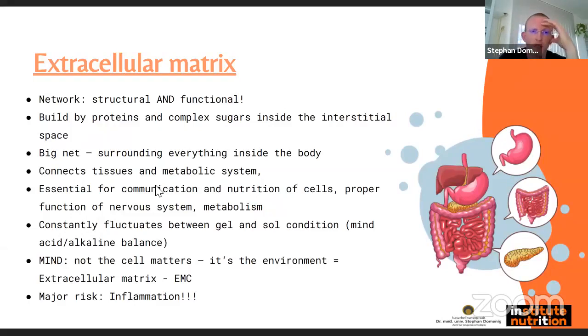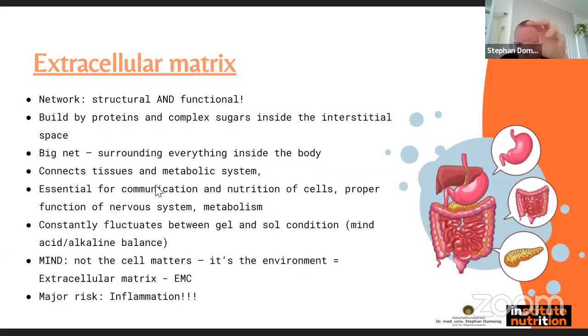It's built by proteins and complex sugars that form a network structure that surrounds everything. It's, of course, the connective tissue, and it connects tissue and the metabolic system as well. So communication between cells, between the nervous system and the metabolism takes place there.